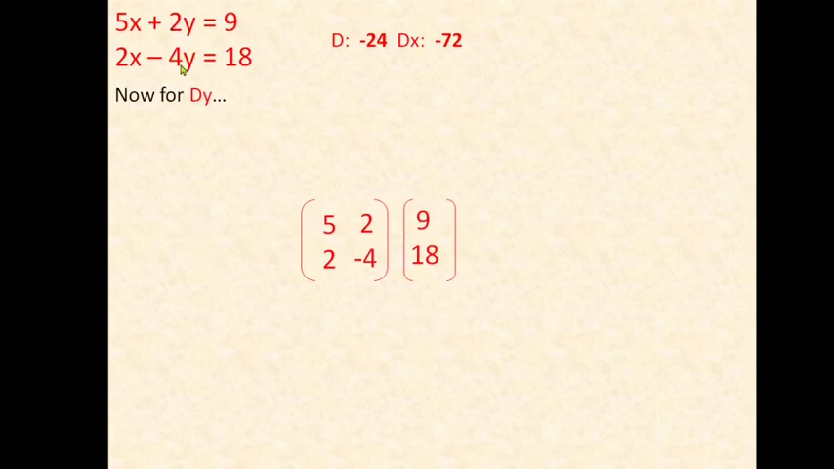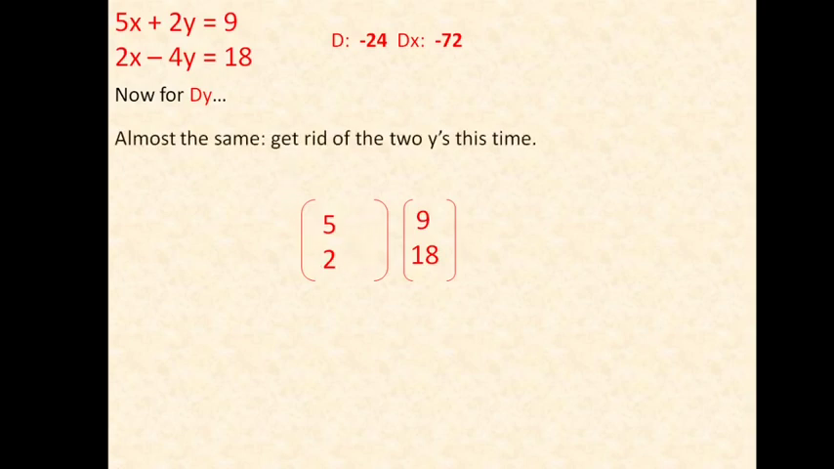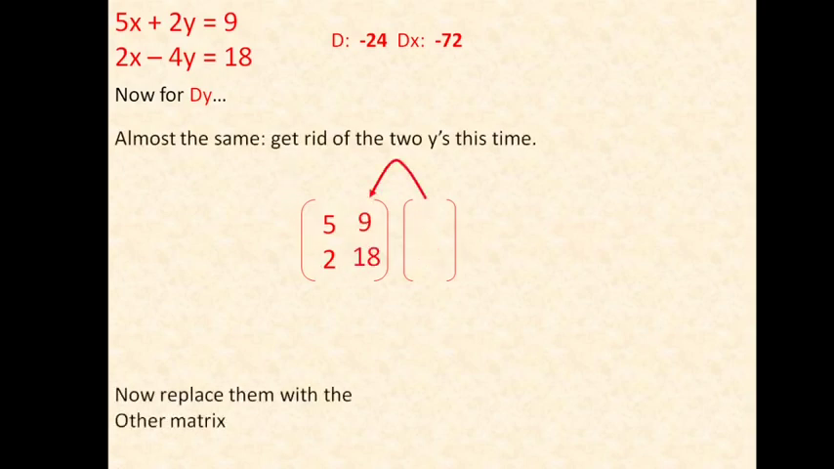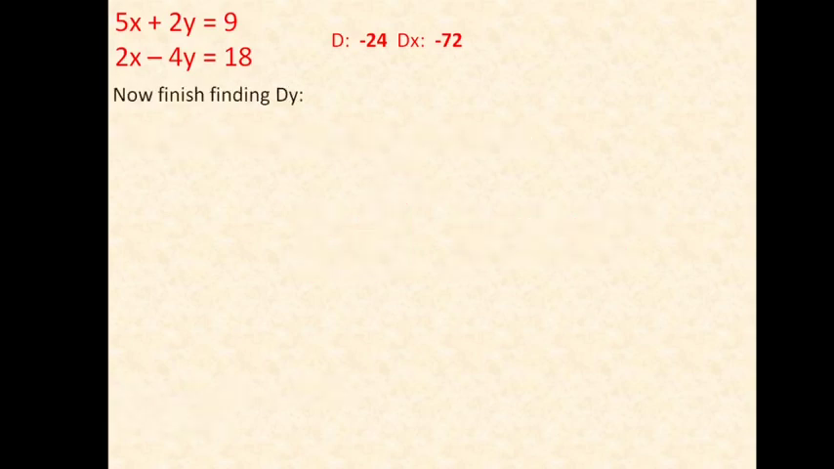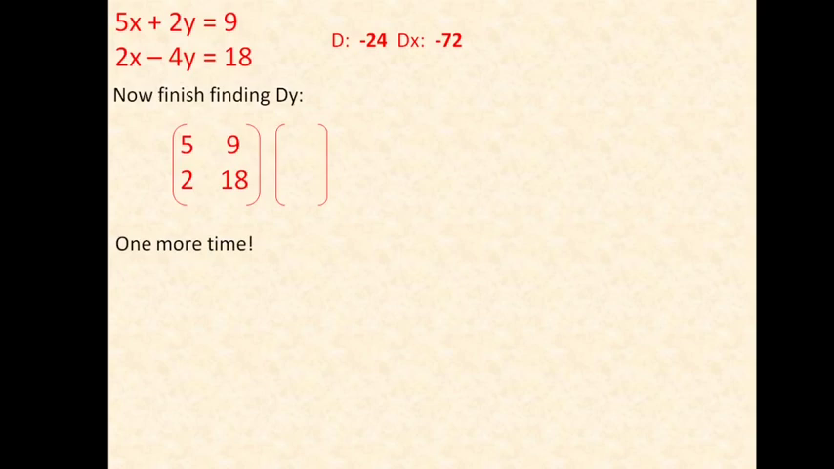Here, 2 and minus 4 are the coefficients of y. In your first matrix, they are placed in the second column, 2 and minus 4. I'm going to replace 2 and minus 4 with the coefficients in your second matrix, that is 9 and 18. So on replacing, your first matrix will look like this. Now we can solve this matrix to find the value of dy. So this is your final matrix which will give you the value of dy.